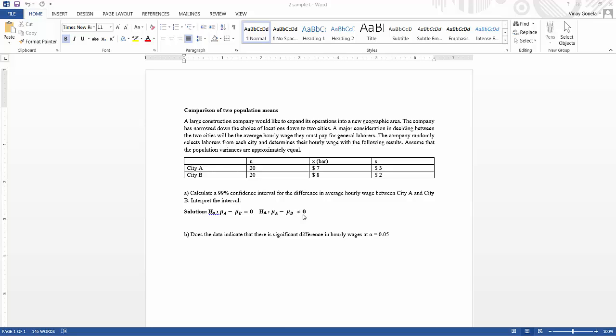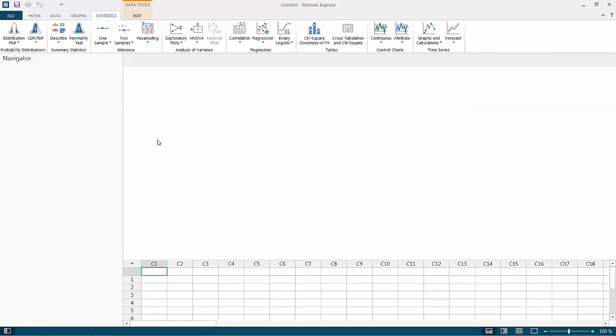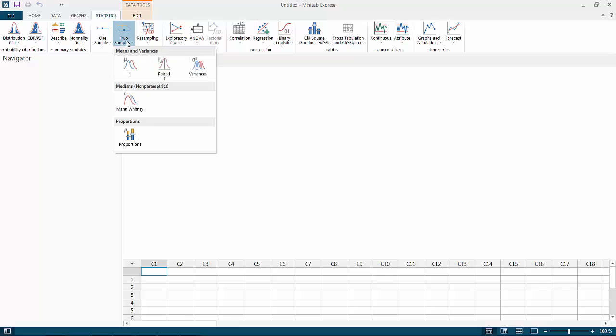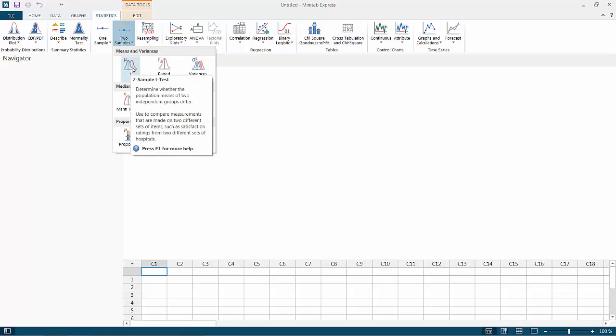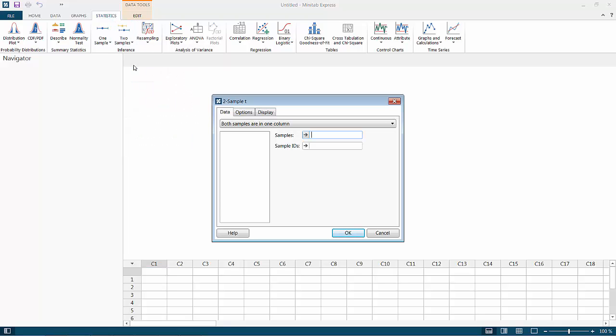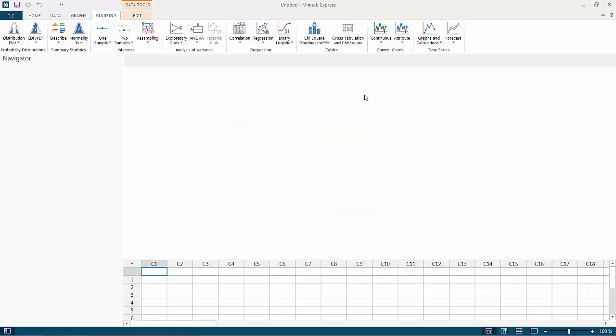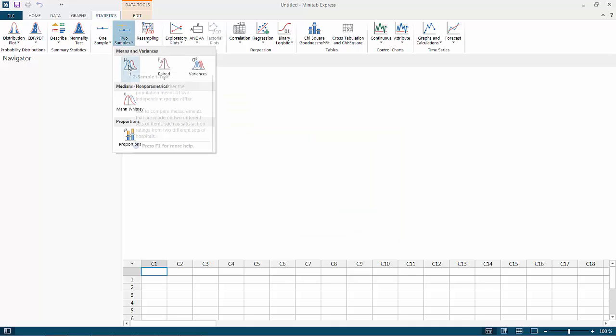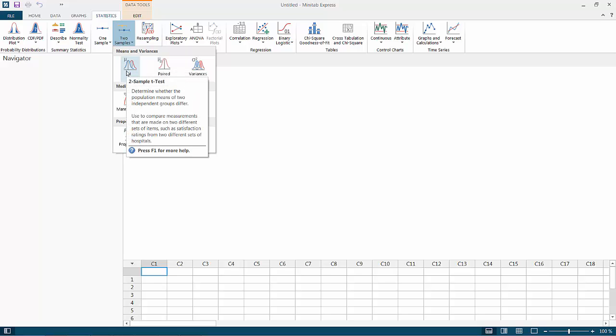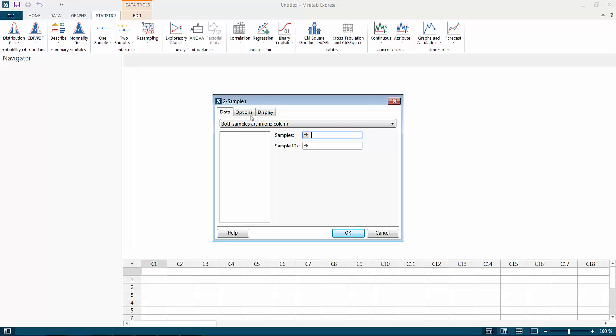So once we have this problem, we can go to Minitab Express. Go to statistics and then two sample. So two sample, we are doing a T test. So we will do T. Now I wanted to highlight one thing here. We don't have two sample Z. The thing is, if we have a larger size sample also, we can use T here. So I will be using T.